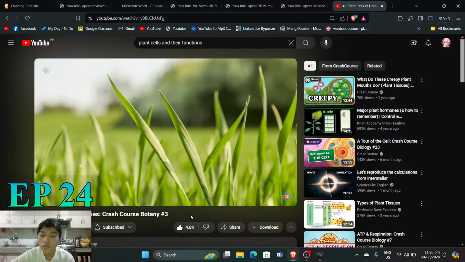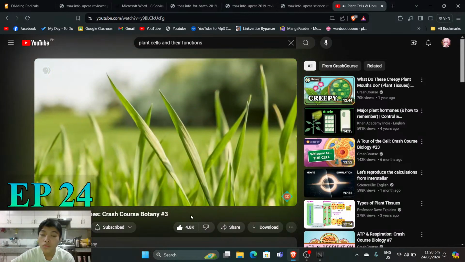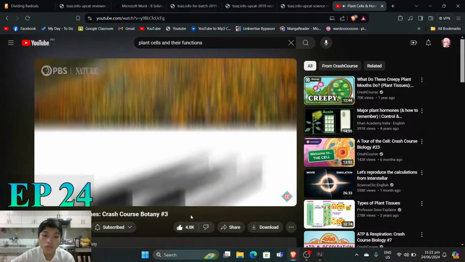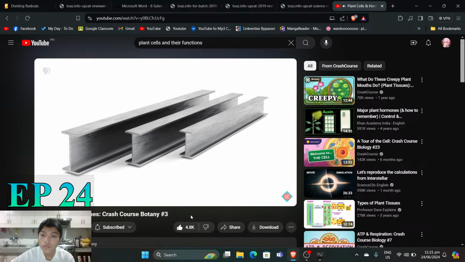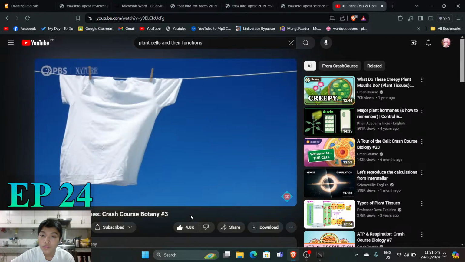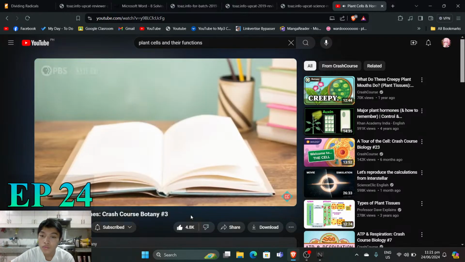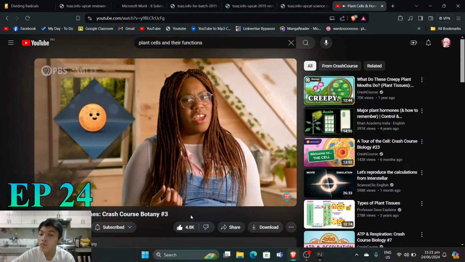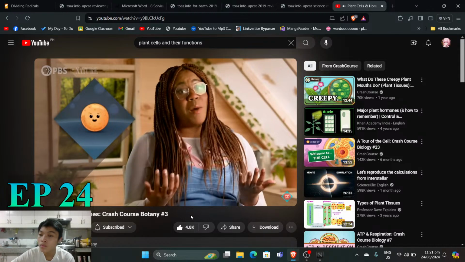It's wrapped around every single cell of every single blade of grass, tree trunk, and superbloom. It's also stronger than steel and very economically important. Cotton and paper, for example, are made from cellulose. The cell wall also has profound implications for how plants build their bodies.